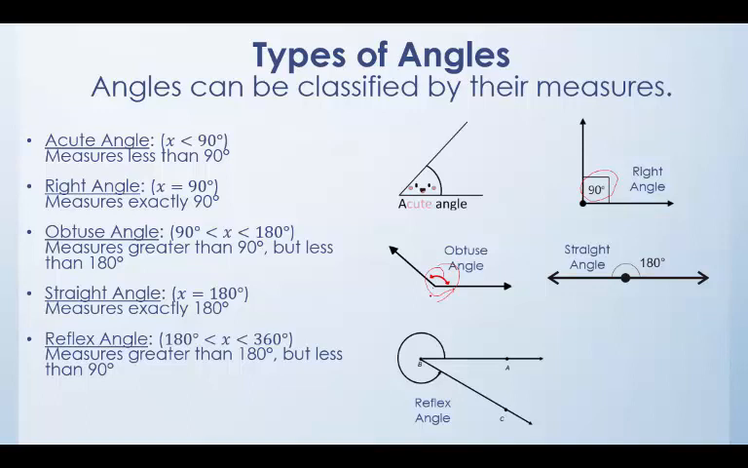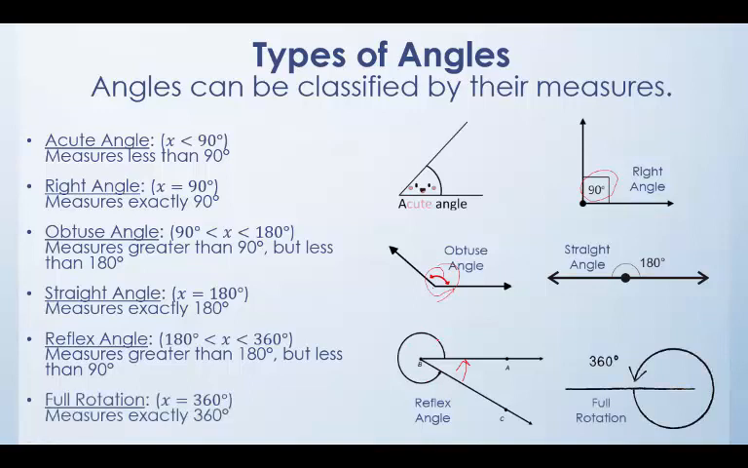Notice here my arrow goes around the big part, because I could measure this small part in the middle. Okay, this would be an acute angle, but I don't want that. I want this big outside part, and that is my reflex angle. Lastly, I have a full rotation. That would be a complete turn, 360 degrees.